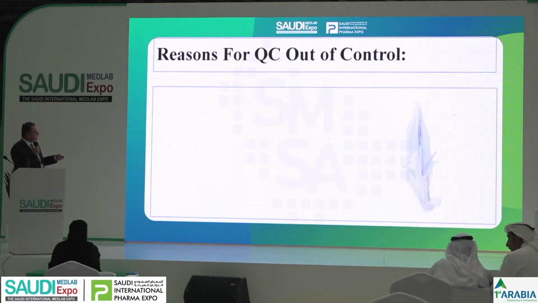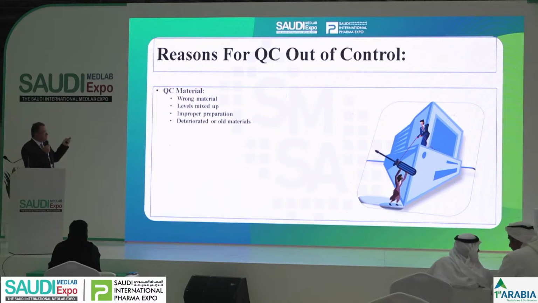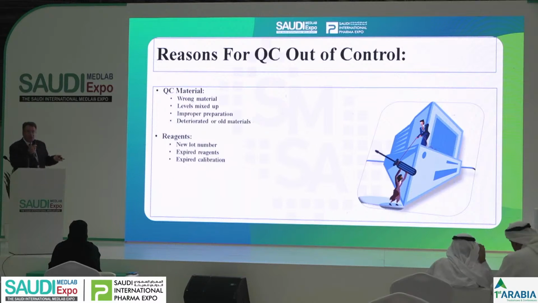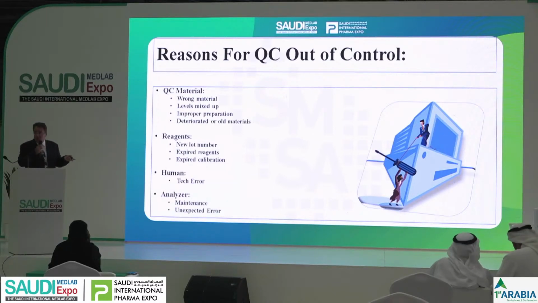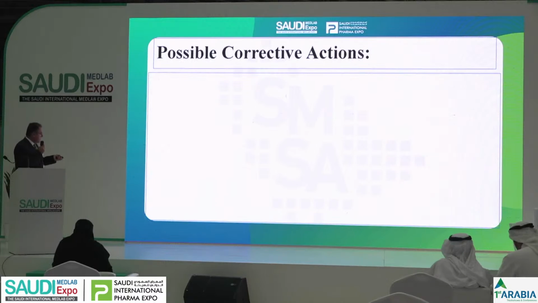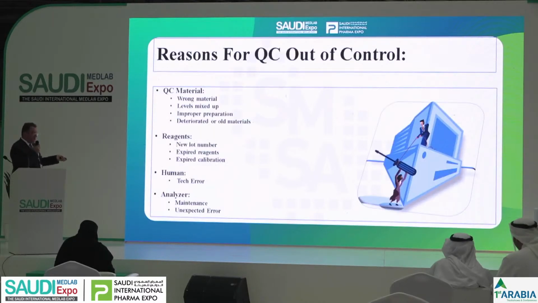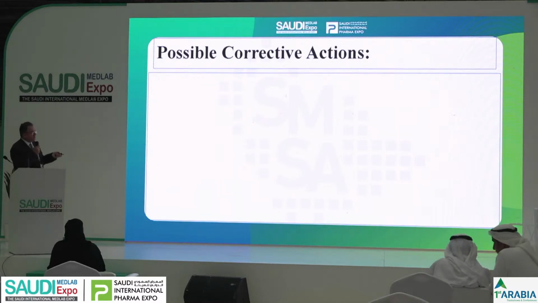So why would the QC be out? It could be QC material, QC too old, expired, out of date. Okay, it could be the reagent. You have a new lot number that was not calibrated. Calibration too old, okay, expired calibration. Human could be human tech, human error. They're not following the procedure. Okay, it could be also the analyzer. The maintenance is not done, or unexpected errors. So these are the reasons why the QC could be out.